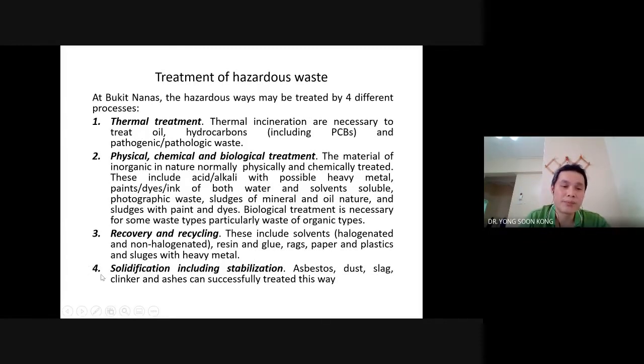The other one is solidification, including stabilization. This, to me, is part of number 2. Solidification and stabilization come under chemical treatment, because these are the ones that you treat. And what do you need to treat it? You use cement, you use lime, so it comes under here. It's actually the same thing.